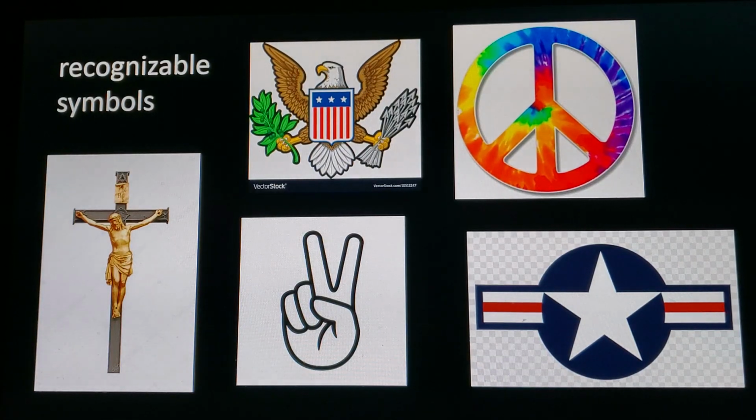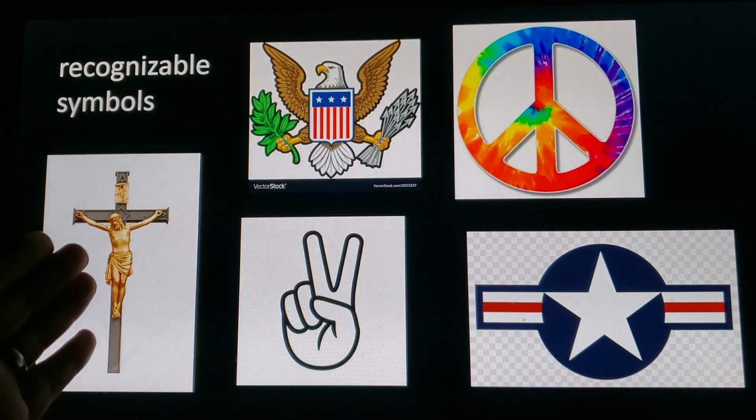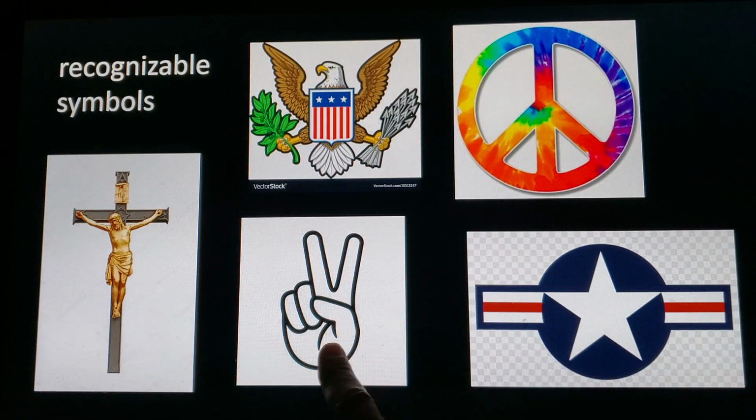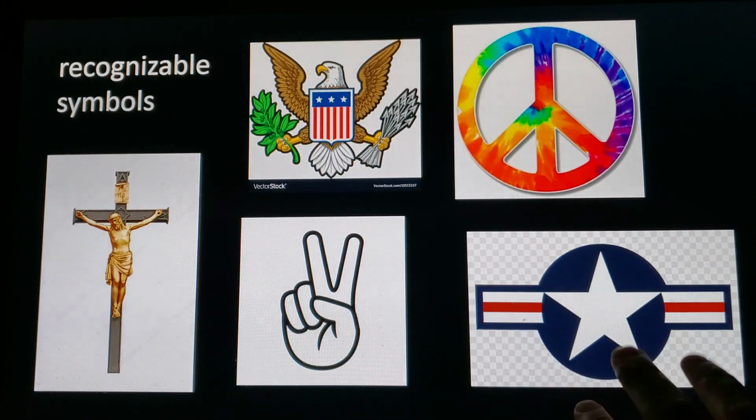Recognizable symbols. You can have some recognizable symbols in there. Obviously, these are symbols that people know. Obviously, this is Christianity. This is Jesus. Here we have an American eagle, a peace sign. Here's another peace sign. And this is a symbol that goes on airplanes that are in the Air Force. So those are pretty recognizable symbols. I didn't invent those, but you can manipulate them.